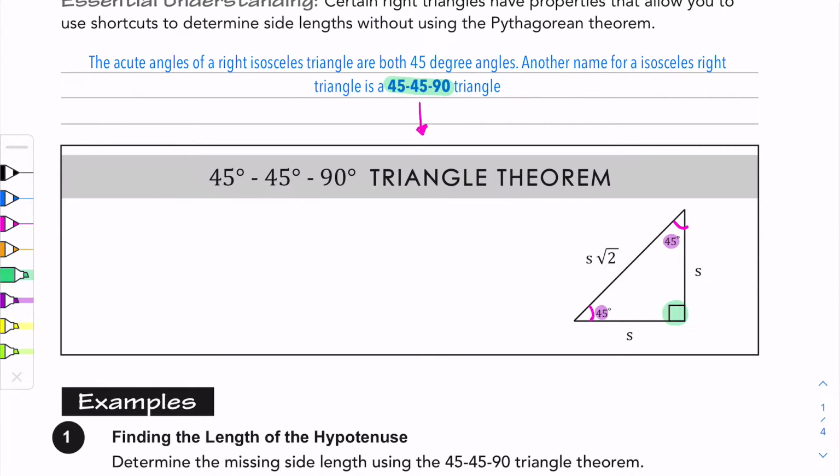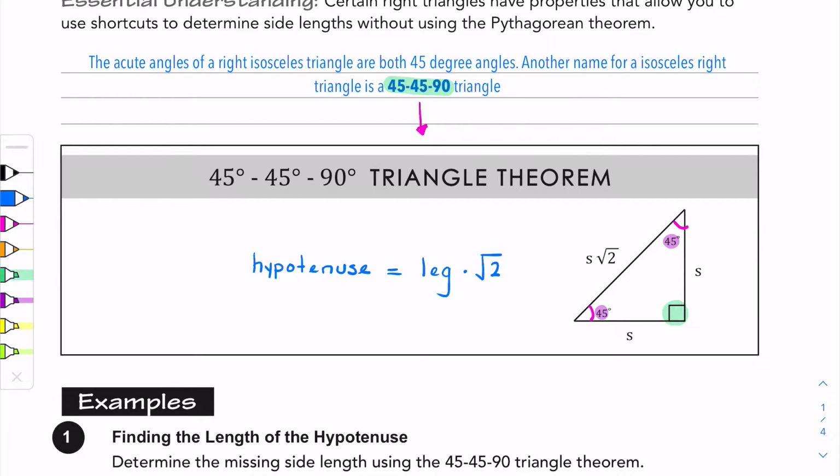Previously, we learned to use the Pythagorean theorem to solve for missing side lengths of a right triangle, but today we're going to look at these special right triangles, this first one being the 45-45-90, and the theorem states that the hypotenuse of this triangle is equal to one of the leg lengths times the square root of 2.